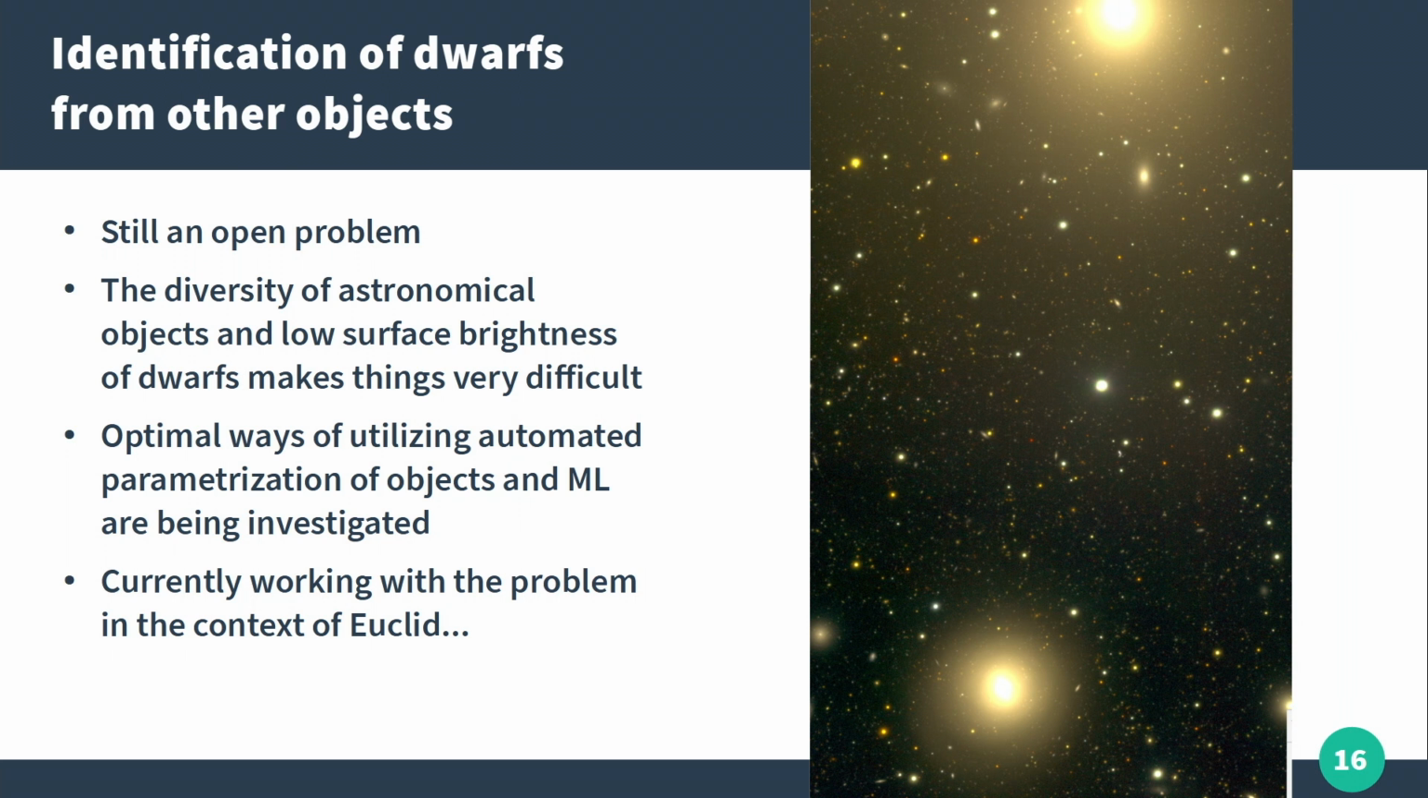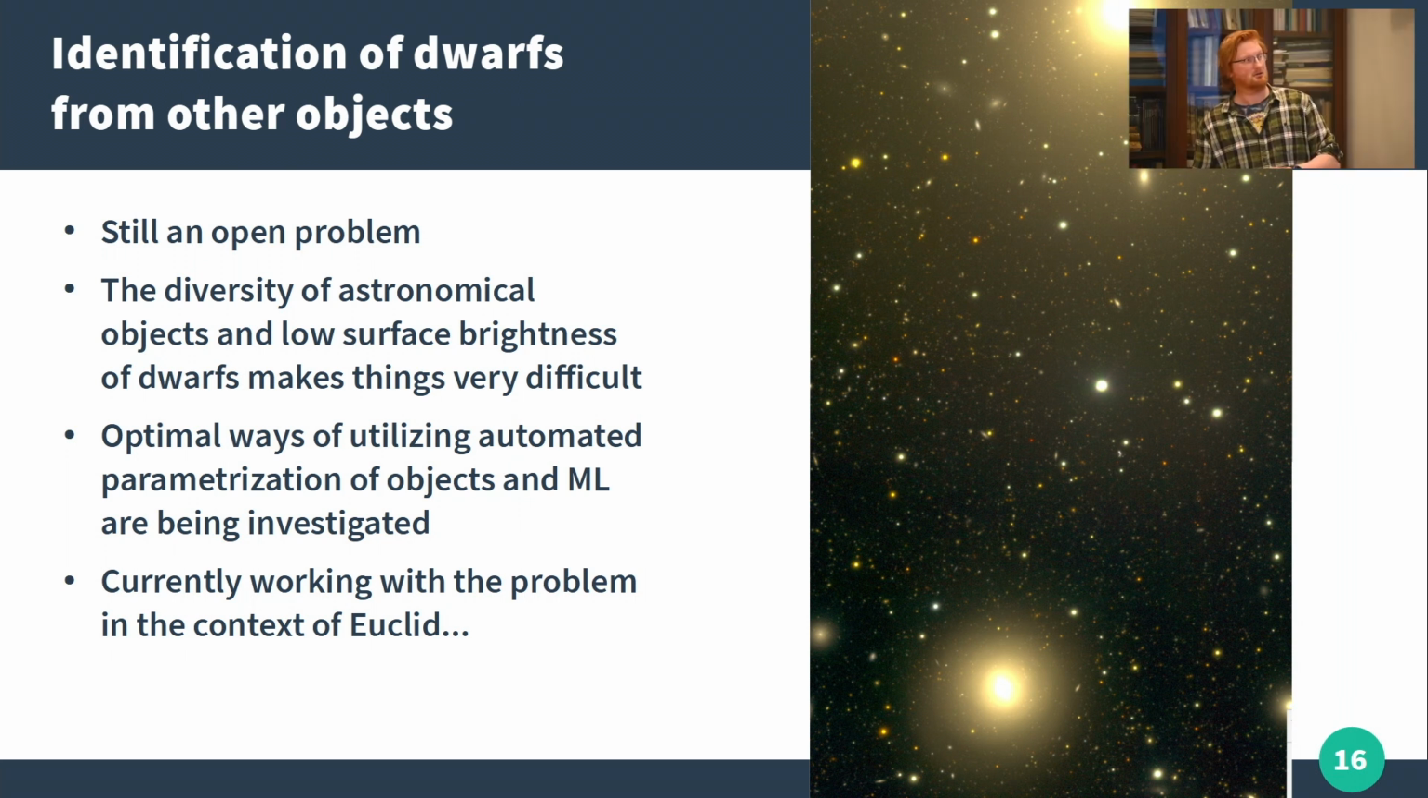There are all kinds of different approaches to this. One is, of course, that you automatically measure some basic parameters of all the detected objects and try to use those for classifying the objects. One is looking at the morphological parameters of the objects that can also be measured from the images. One is basically taking the images and training a machine learning network to classify those.